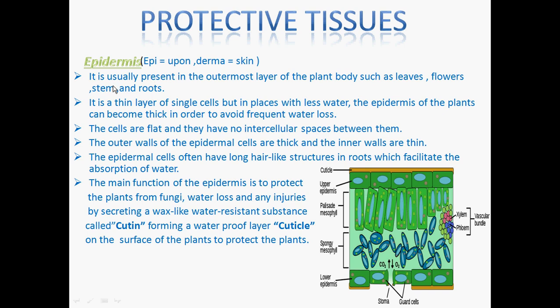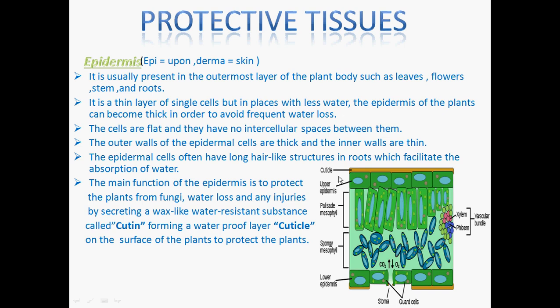So students, it is usually present in the outermost layer of the plant body, such as the leaves, flowers, stems, or roots. You can see in this figure, this is a picture of a leaf in which there are certain layers of cells. The first layer of cells is known as the upper epidermis. Below it, there are mesophyll cells known as the palisade mesophyll, in which there are some chloroplasts which help in the process of photosynthesis. Below it there are spongy mesophyll cells which have intercellular spaces between them through which gaseous exchange takes place within the leaf. At the bottom, there is the lower epidermis on which some stomatal pores are present.